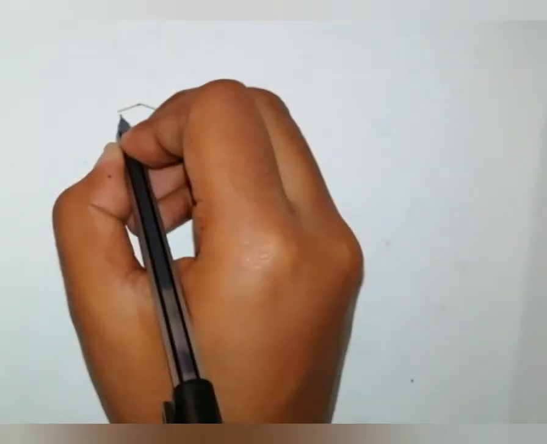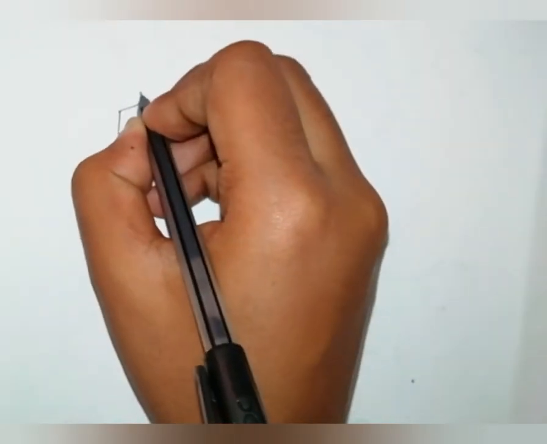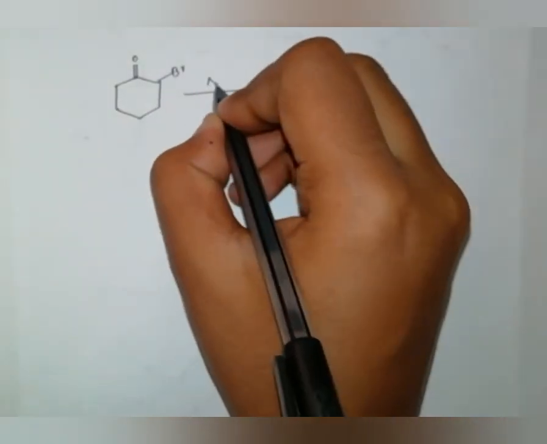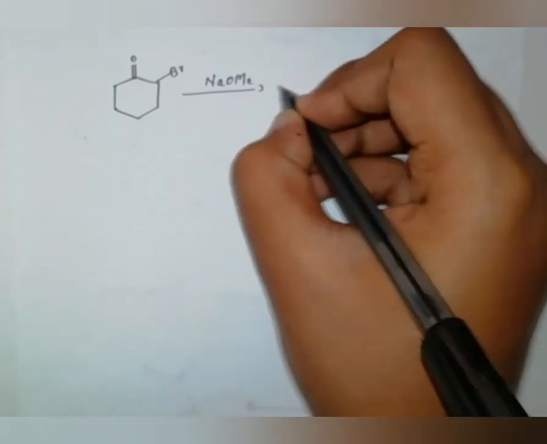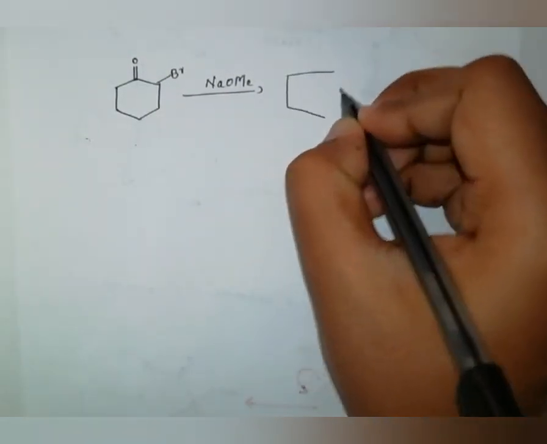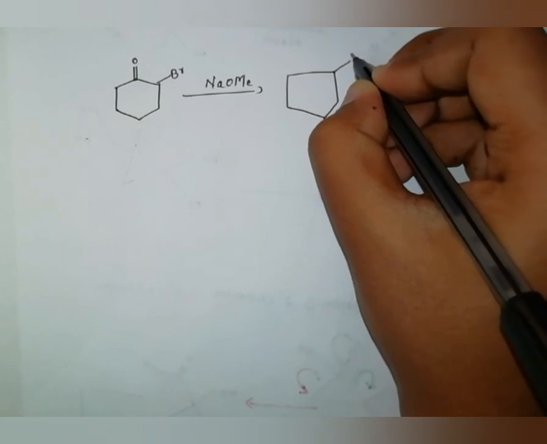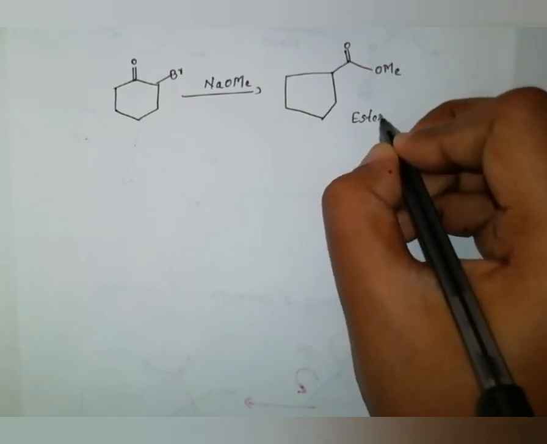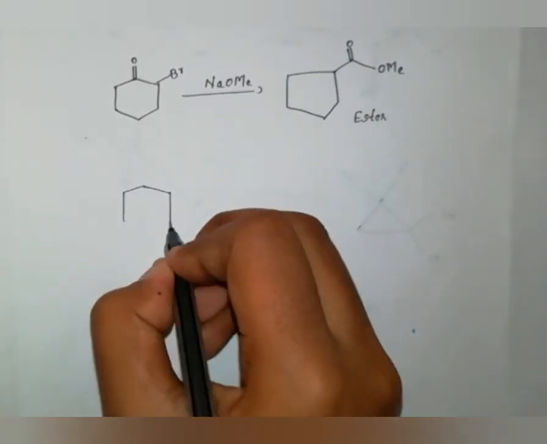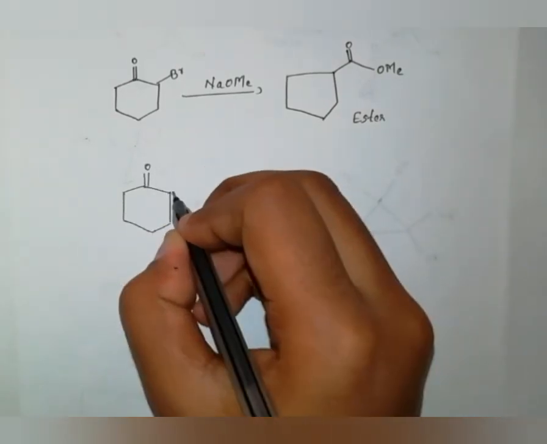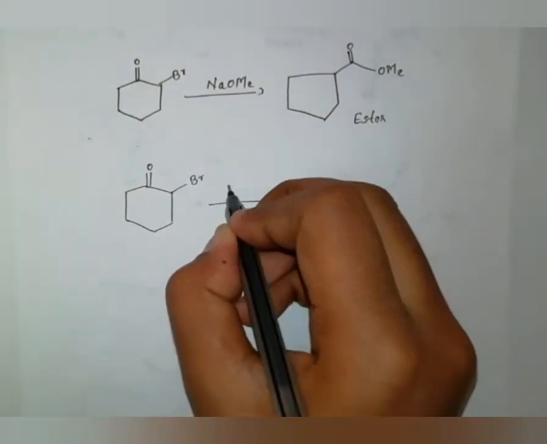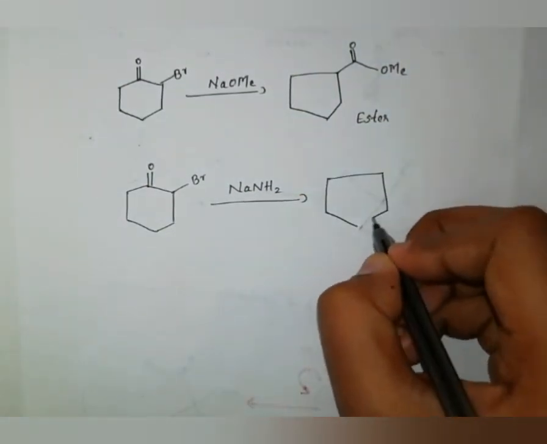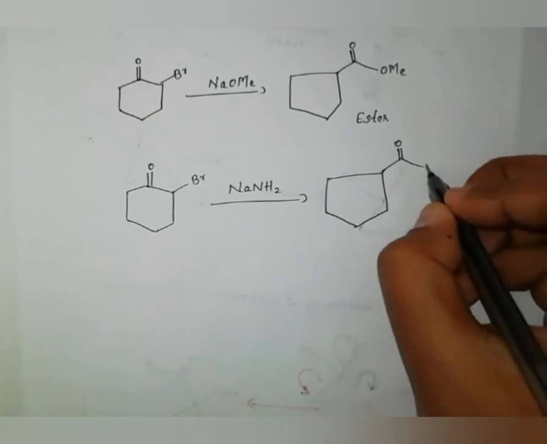Consider another example. Bromine. Here, if the base is an alkoxide, then the product becomes C double bond OMe. This is an ester. And if it is an amine base, then the product becomes an amide.